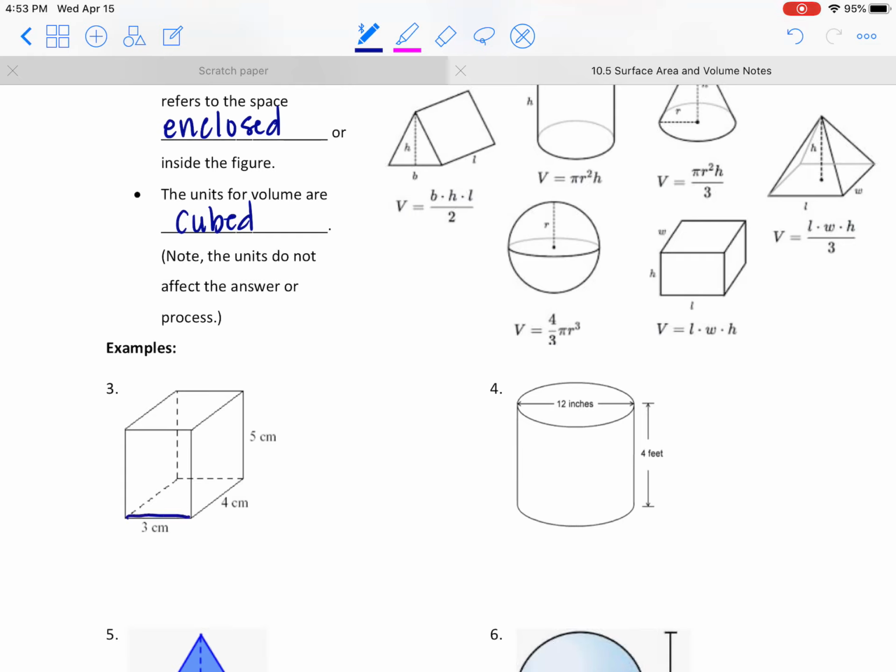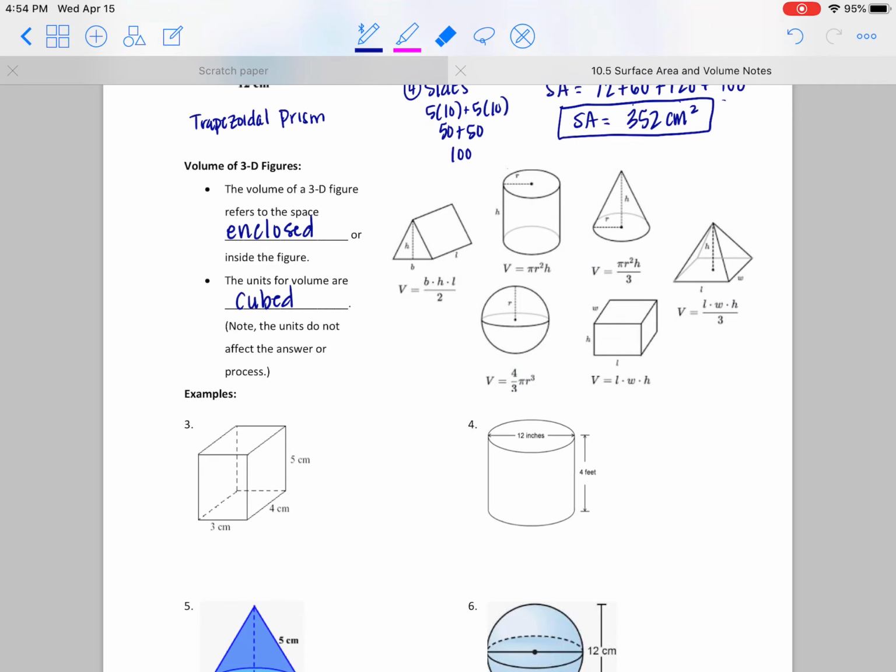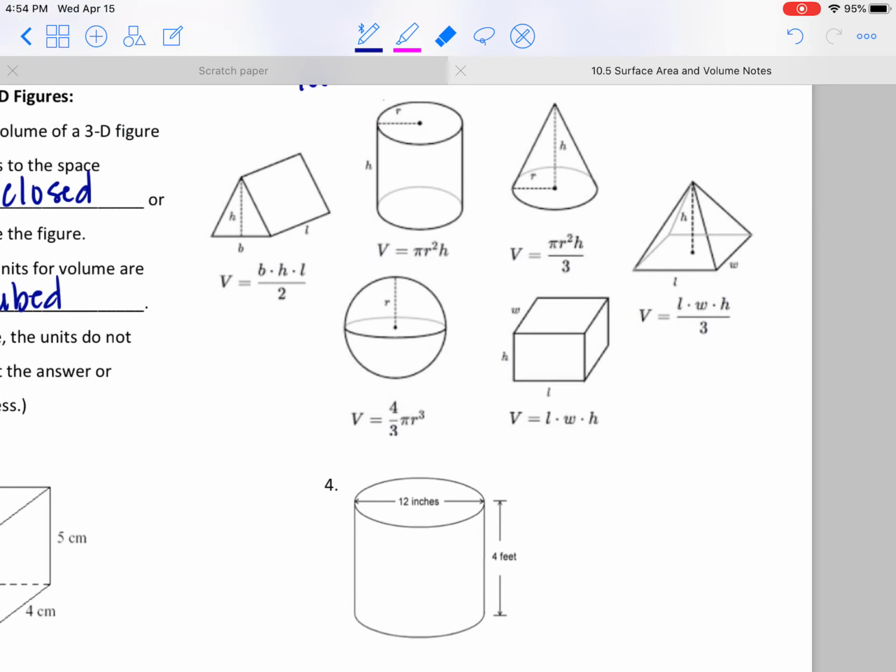So units for area were squared, units for volume are going to be cubed, and that should make sense when you look at something like the rectangular prism, right? Now you have a length and a width and a height. So if you multiply centimeters times centimeters times centimeters, you're going to get centimeters cubed. Now the units are just units. They don't do anything to your work or your answer. So it's just to know that the units should be cubed, okay?